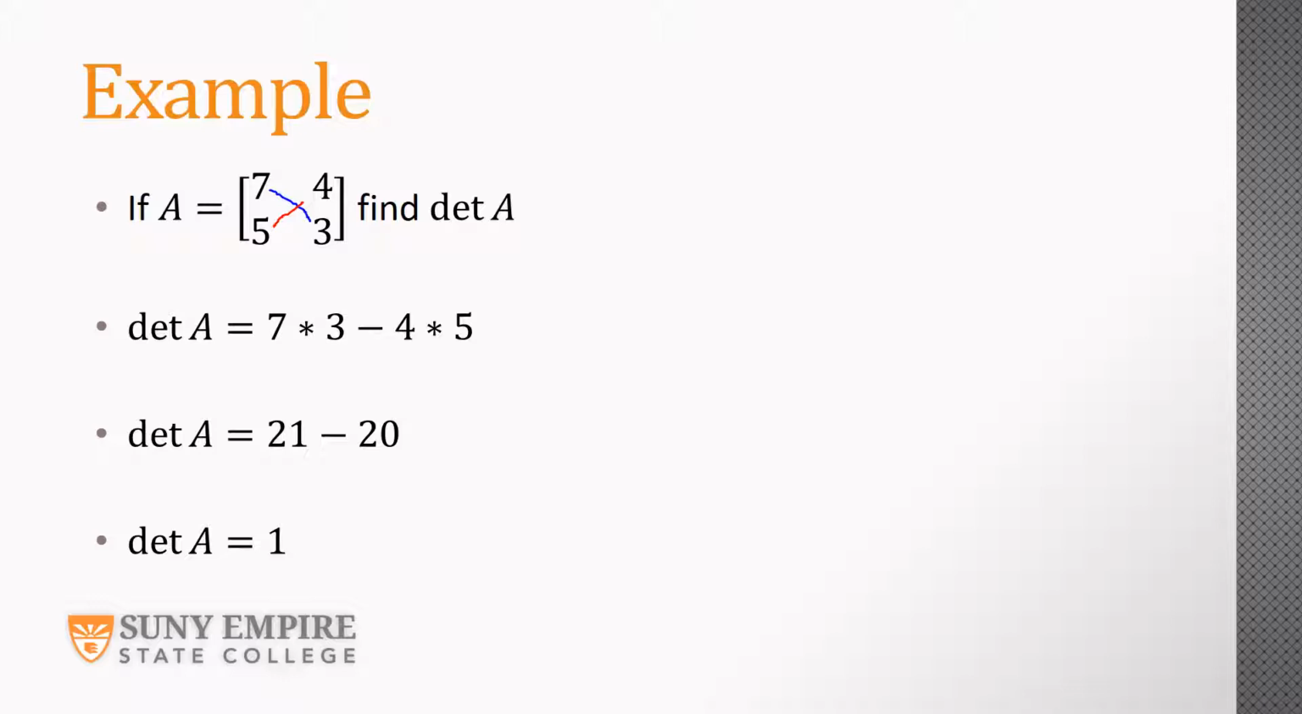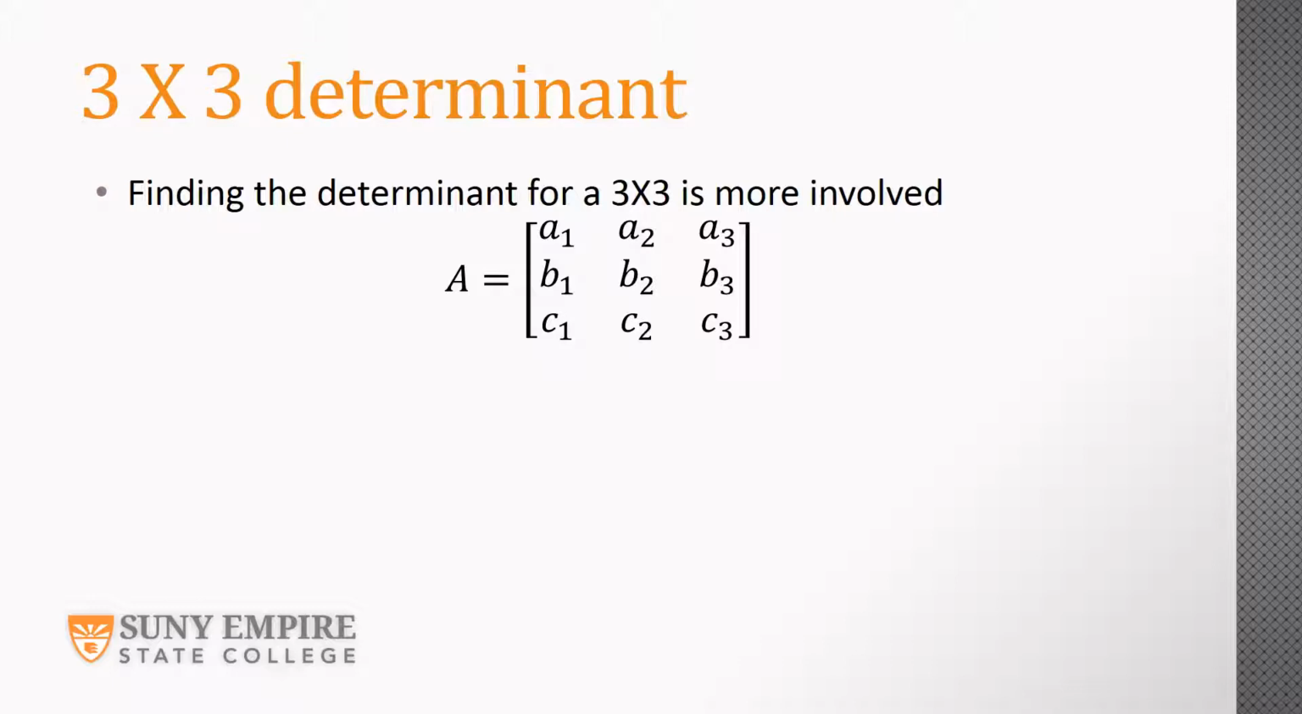But how can we find the determinant of a larger matrix? Finding the determinant of a 3 by 3 matrix is much more involved than finding one for a 2 by 2 matrix. Any 3 by 3 matrix will look like A sub 1, A sub 2, and A sub 3, then B sub 1, B sub 2, and B sub 3, then C sub 1, C sub 2, and C sub 3. To find the determinant, we must introduce a new concept called the minor.